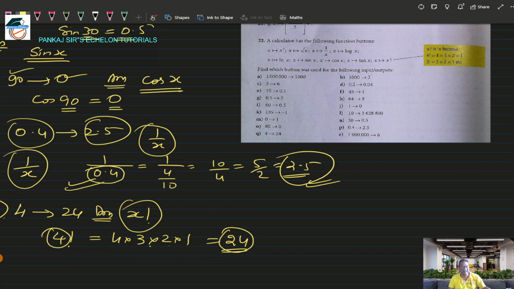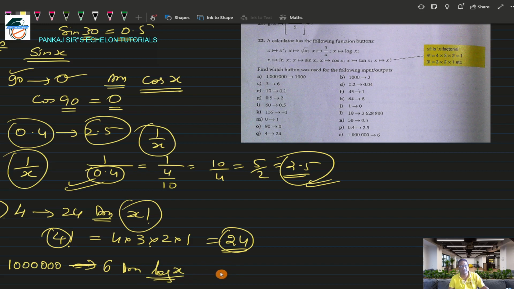And the last one is 1 and then how many zeros? Again 6 zeros, right? 1 2 3 4 5 6 zeros, and this is the input and the output is 6. So what should be the function for this last one, R? Here also the function has to be log of x, right? The answer is log of x.